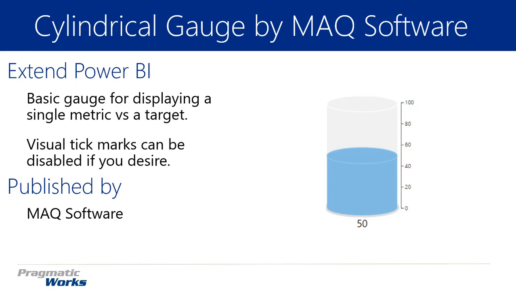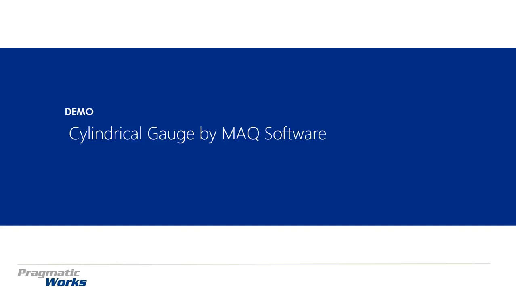You can also control the visual tick marks that you see on the right-hand side, so you can see 0 to 100 shown and the actual number shown on the bottom of the 50. The tick marks can actually be turned off. If you don't want to show those, you can easily turn those off as well. Like I said, this is designed by MAQ Software. Let's go ahead and take a look at a pretty simple example on how to use the cylindrical gauge.